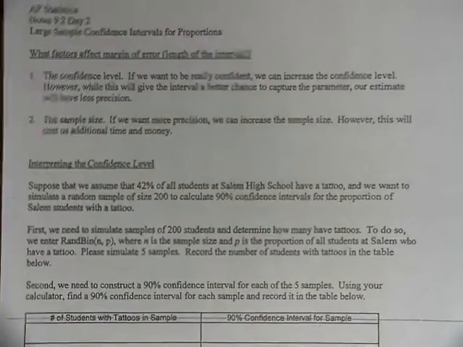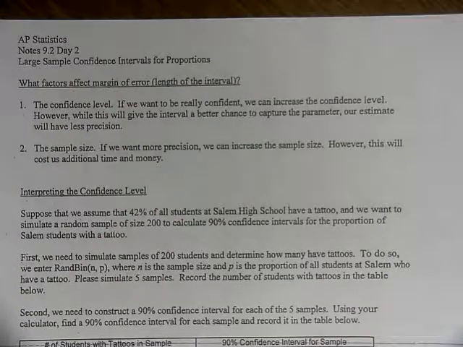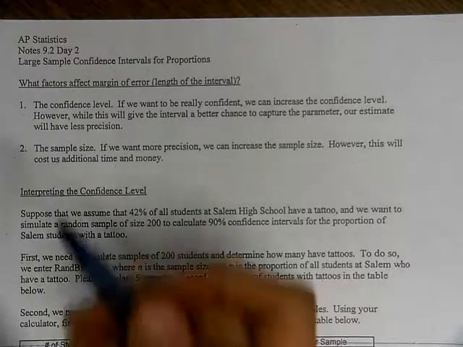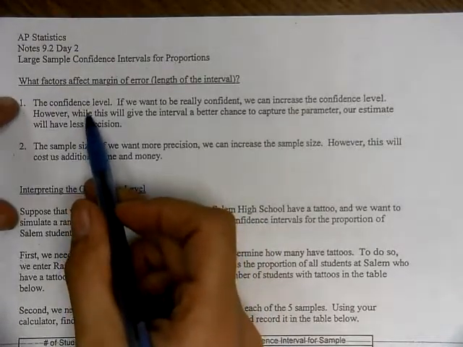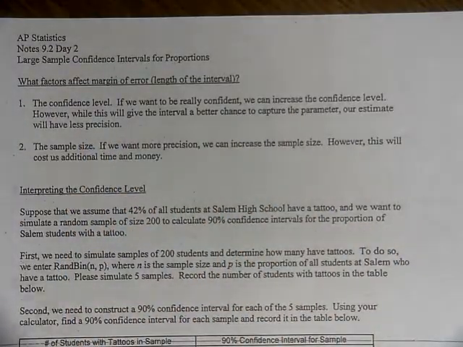So, what factors affect your margin of error? The length of the interval. There's two things you really have to focus on when you're thinking about the length of your interval. Remember, we're trying to guess the population parameter, so it can be as wide or as small as you want. The first thing is your confidence level. If you want to be really confident, you can do that.